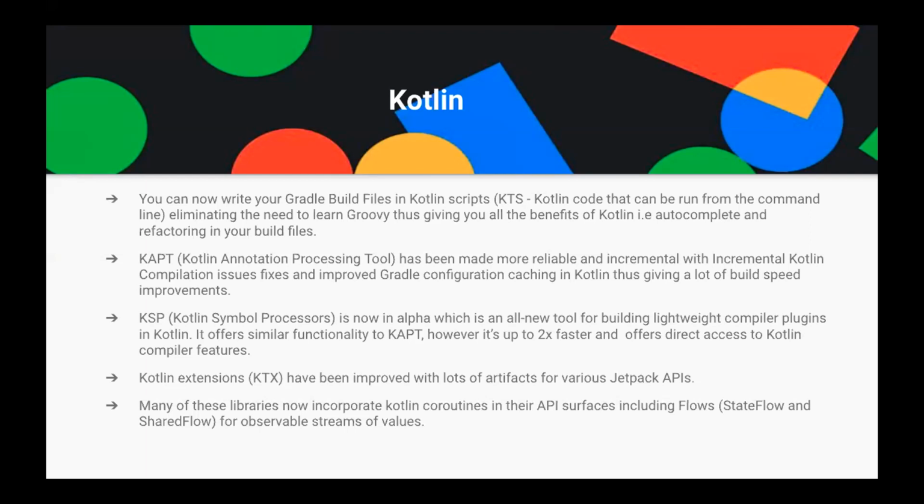The Kotlin annotation processing tool, as you know, has been made more reliable and incremental, with compilation issues being fixed, and Gradle configuration caching in Kotlin has been improved to give you better build speeds as you compile your code. Kotlin symbol processors are now in alpha. They will enable you to build lightweight compiler plugins in Kotlin.